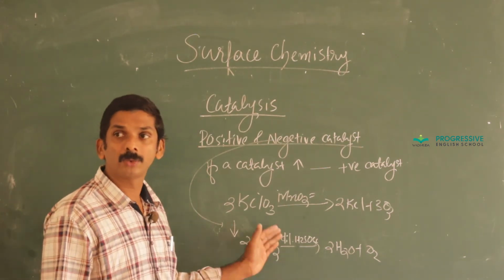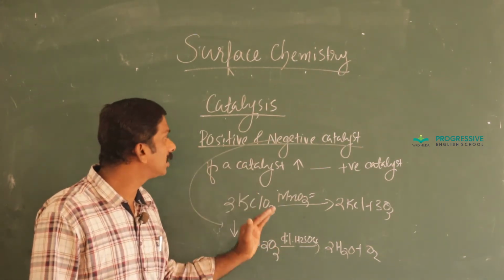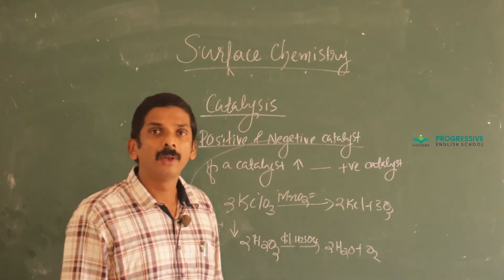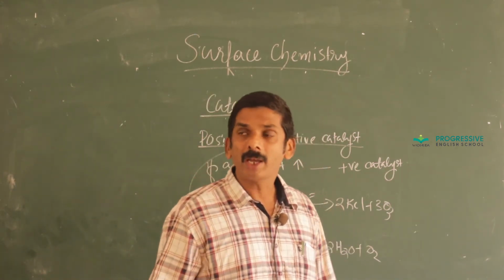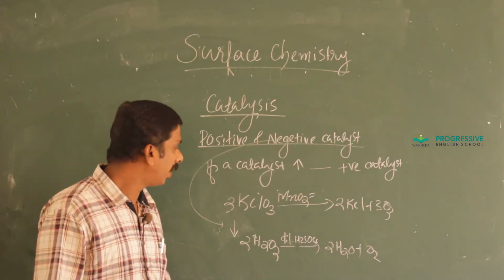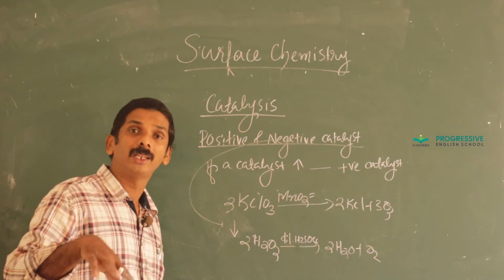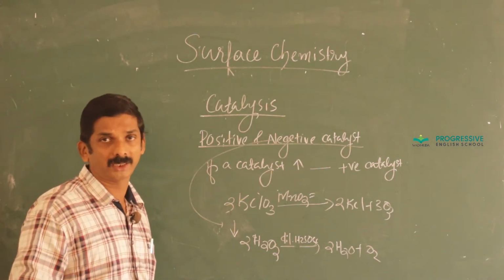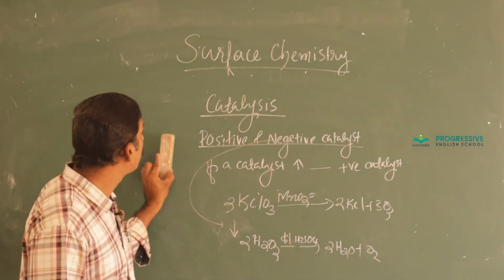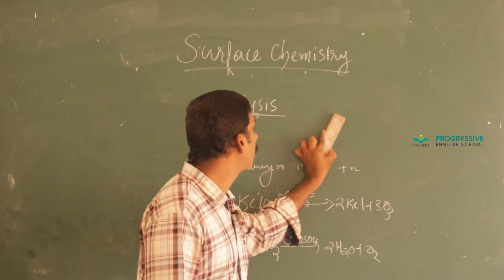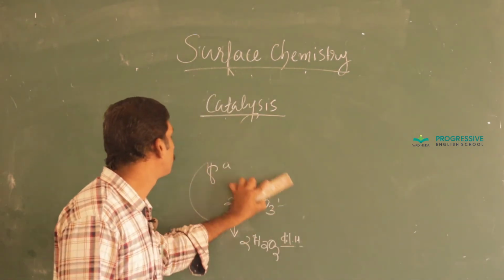I think you are clear with these two terms. One is a positive catalyst and the other is a negative catalyst. A positive catalyst always increases the rate, while a negative catalyst decreases the rate. That is why a catalyst can either increase or decrease. That is called an alteration, which alters the rate of a reaction without undergoing a self-change.